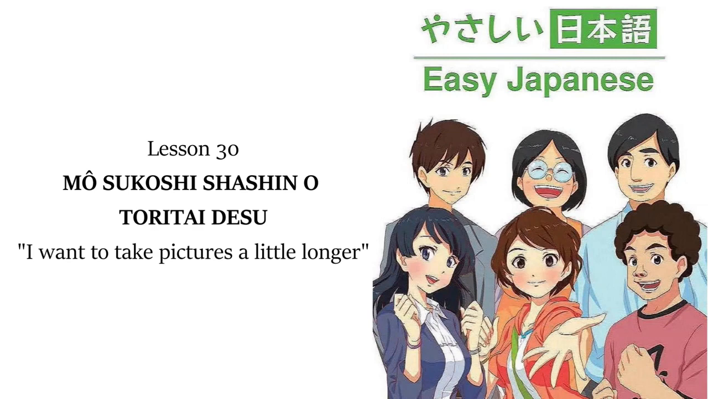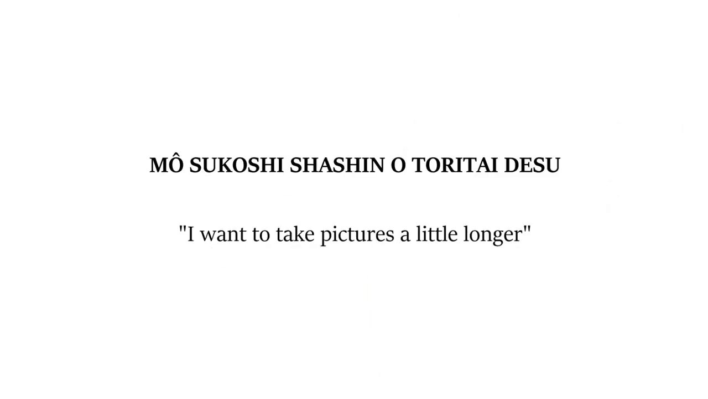The main character of our skit is Anna, an international student from Thailand. Anna is taking pictures with her friend Sakura and Sakura's cousin Kenta at a superb view spot of Mount Fuji. Now let's listen to the skit for lesson 30. The key sentence is もう少し写真を撮りたいです。 I want to take pictures a little longer.